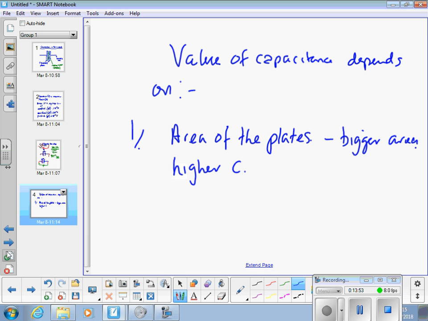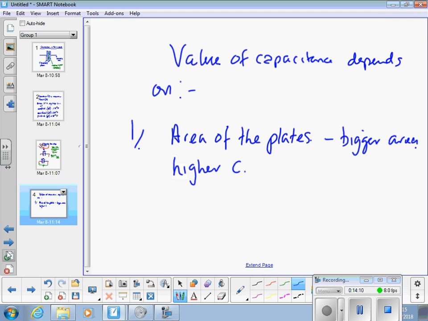So in some designs, paper capacitors, what they've got is two foil plates with layers of paper between them, rolled up and put in a can. That's the way of increasing the area. Yeah.